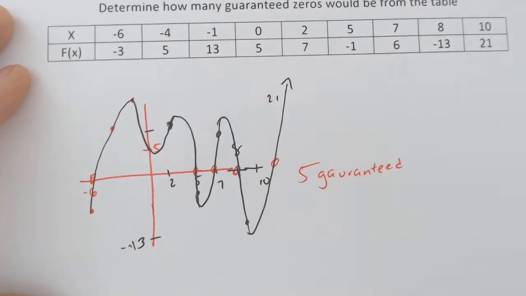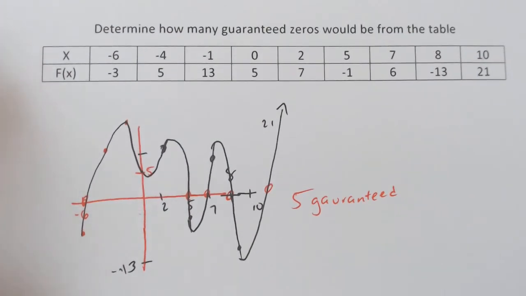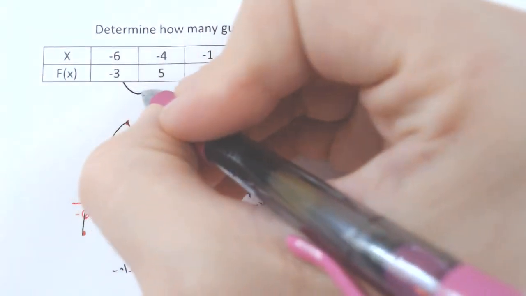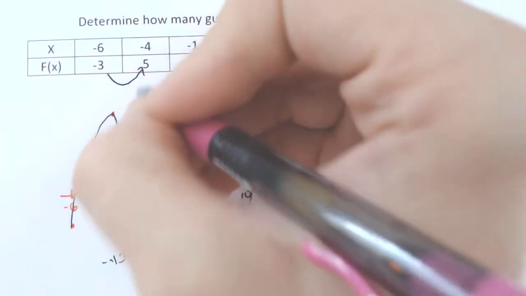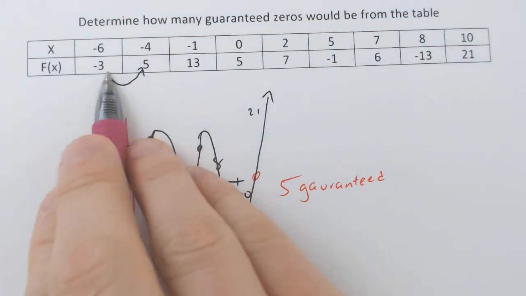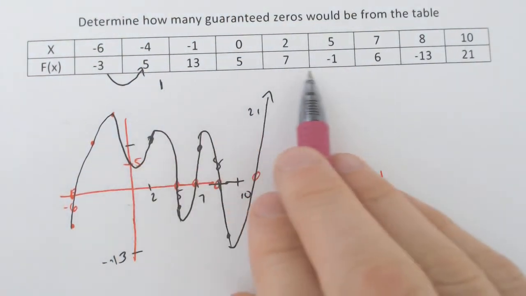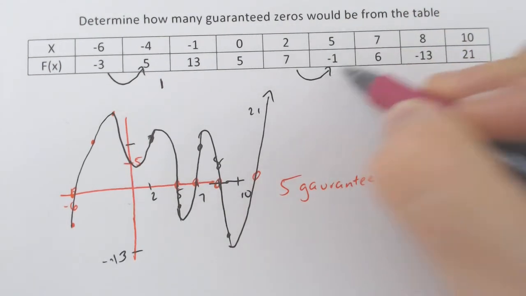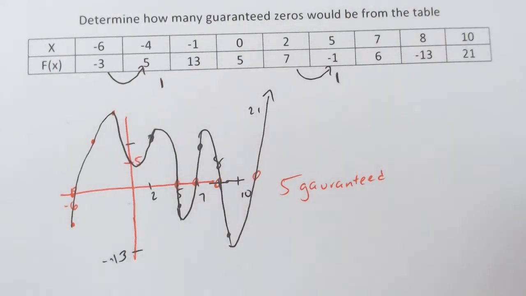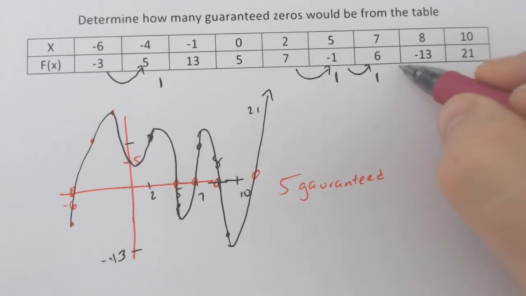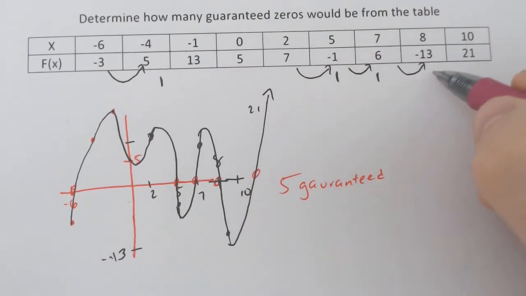Now, an easier way to do it is to just look and say, all right, how many times did we change from positive to negative? This would be 1 time from -3 to 5, that would be 1. And then we did another change from 7 to -1. That'd be another. And then another change from -1 to 6. That'd be another. And then another change from there to negative 13, that'd be another.